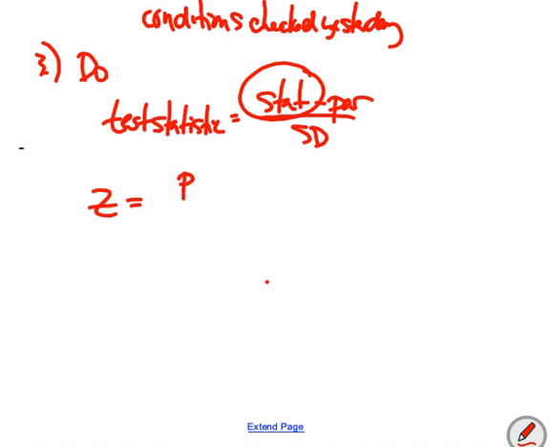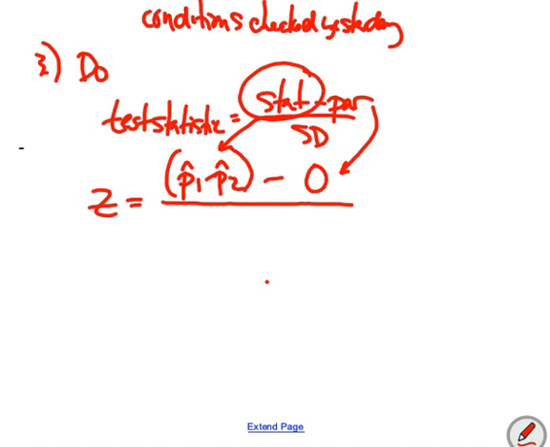So here we would have p hat 1 minus p hat 2. That entire thing is the statistic because we're trying to find a difference there. Is there actually a difference between those two? Now the parameter in this case is just going to be 0, because the null hypothesis tells us that there is no difference between the two. So that's the parameter.